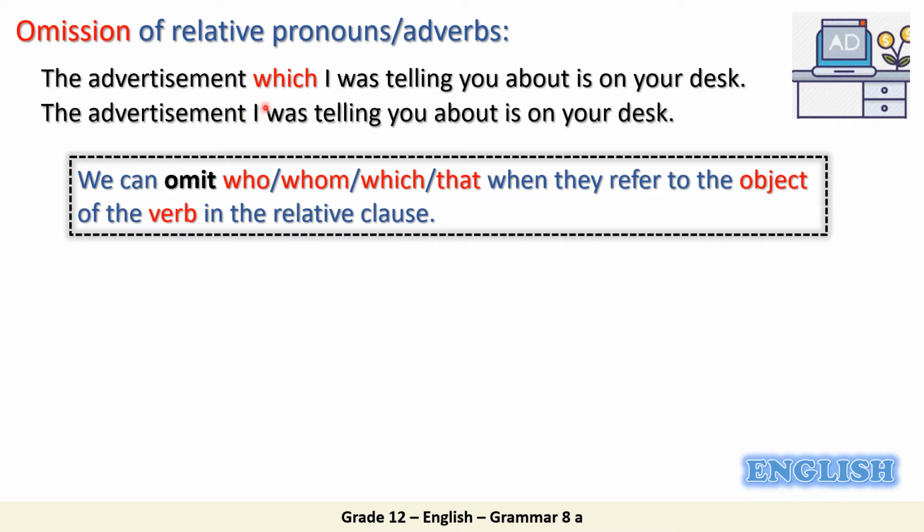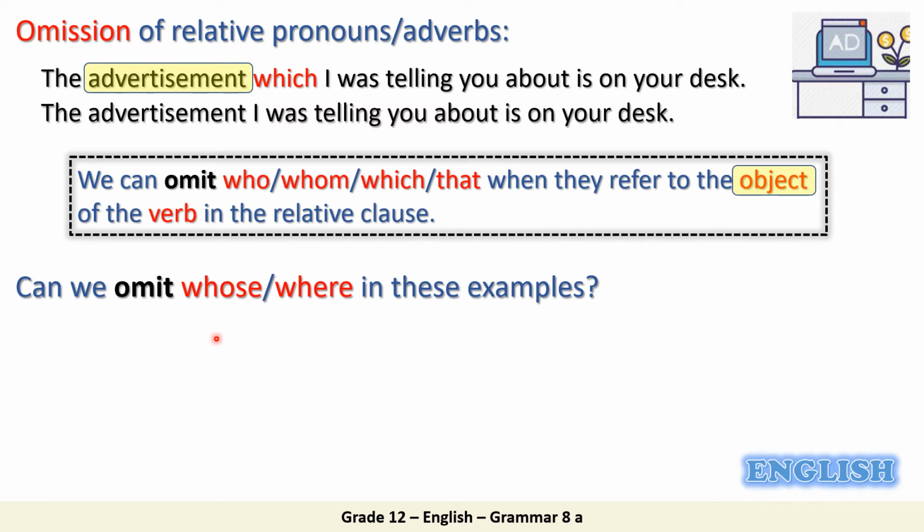We can omit a relative pronoun, okay, who, whom, which, or that, when they refer to the object of the verb. The relative pronoun is which, and it refers to the object. Basically, we can read the sentence like this. I was telling you about the advertisement. So the advertisement is the object of the verb tell, and which refers to this object. This is why we can omit it. Okay?